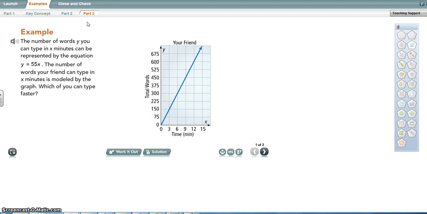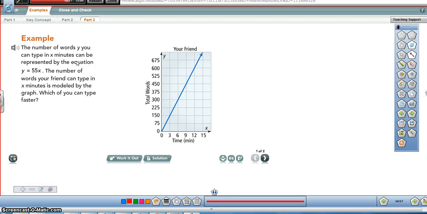The number of words y you can type in x minutes can be represented by the equation y equals 55x. The number of words your friend can type in x minutes is modeled by the graph. So your words are the equation. Your friend's words are not modeled in an equation, but in a graph. We need to figure out which person can type faster. Well, we can look at our equation. What is the value of m?